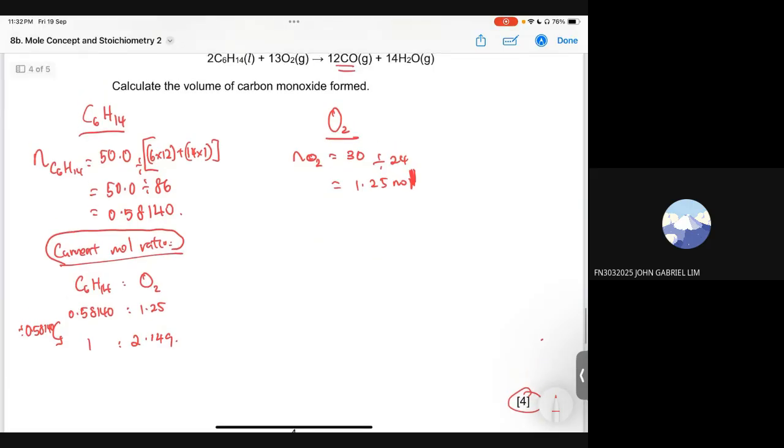To know whether it's limiting or excess, I need to compare it with the equation mole ratio. So the equation mole ratio for C6H14 is to O2.